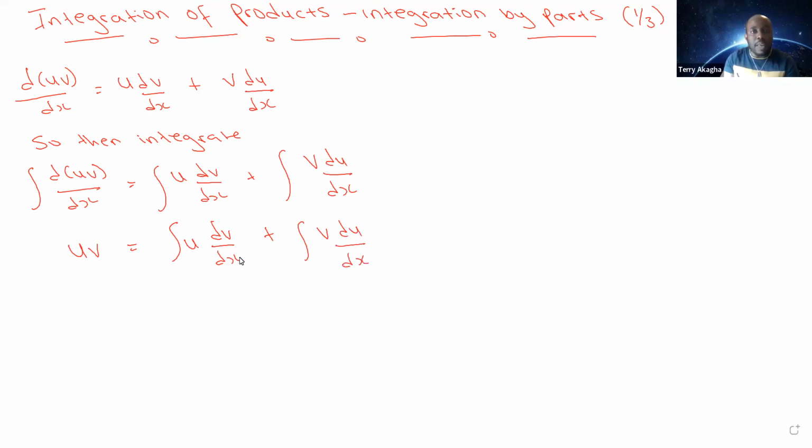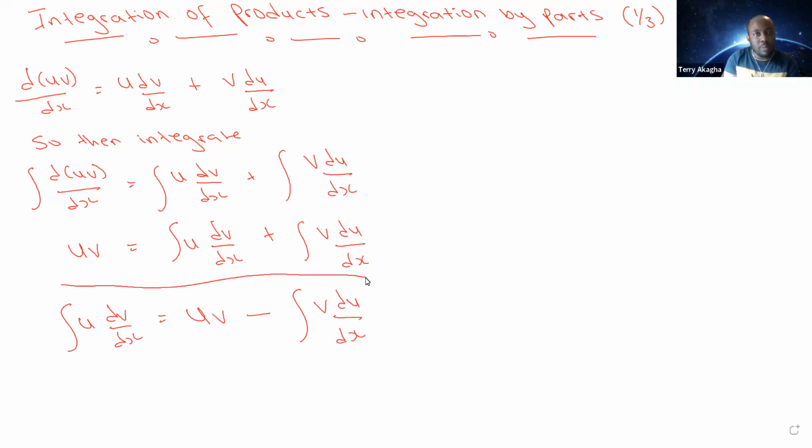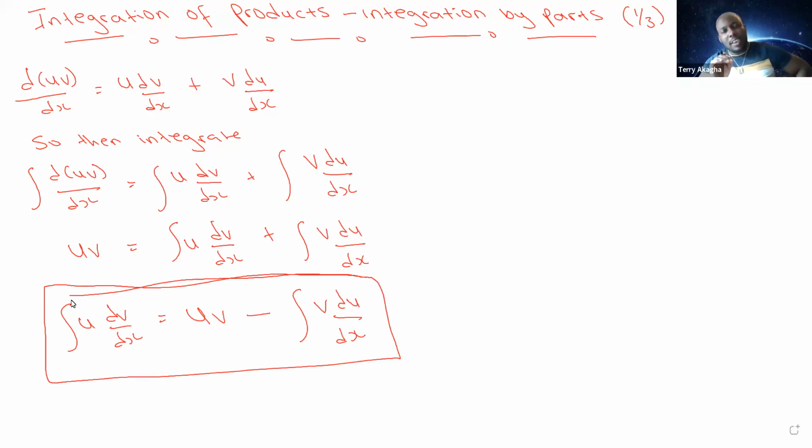So now we take this to the other side. The integral of U dV over dx will be equal to UV minus the integral of V dU over dx. Now, this is the formula on how to integrate by parts. It just doesn't stop here. The question is, we need to know which is the U, and we need to know which is the V.